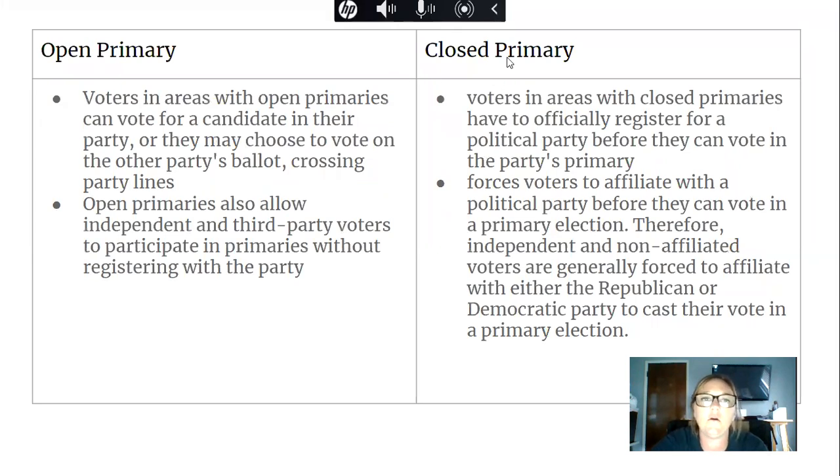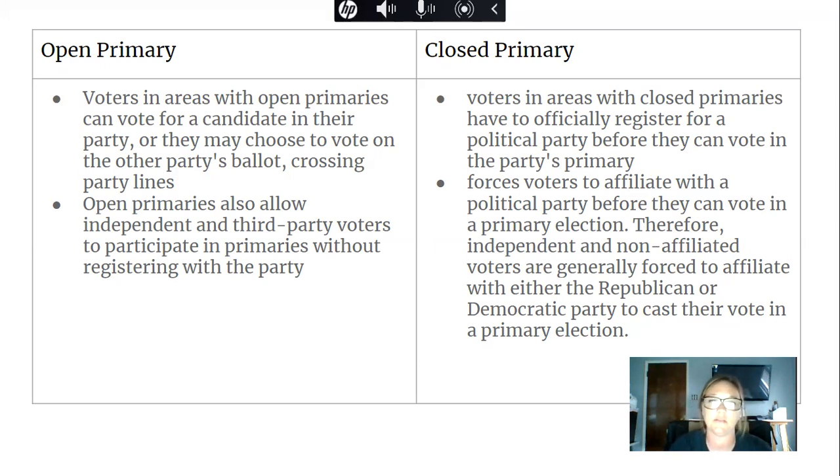Okay. Now, open primaries versus closed primaries. Like I said, Missouri is kind of a mix of these two. In open primaries, though, anybody eligible to vote can go in and use a secret ballot to vote the way that they want to. In Missouri, they make you choose a Republican ballot or a Democratic ballot. In open primary states, everyone is on the same ballot and you can choose whoever you want.